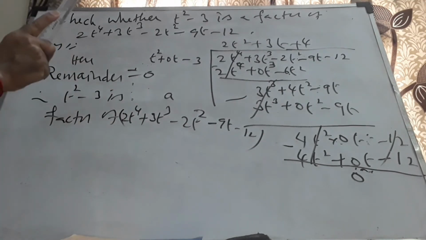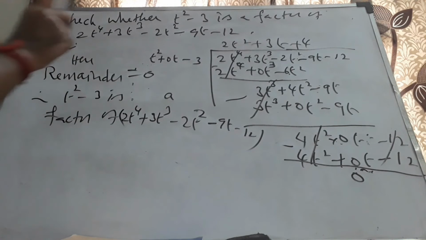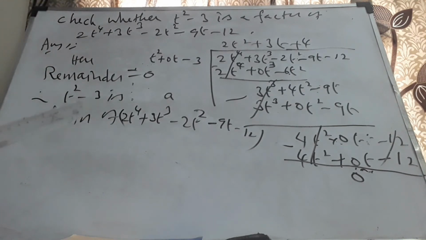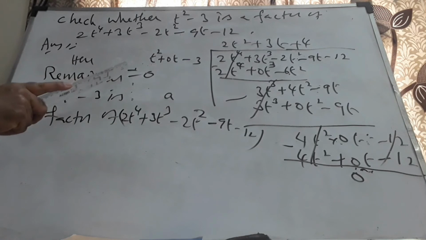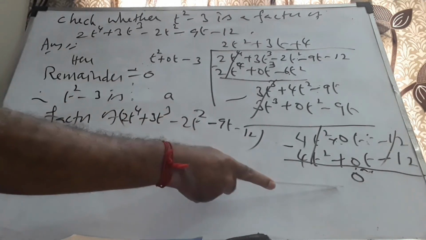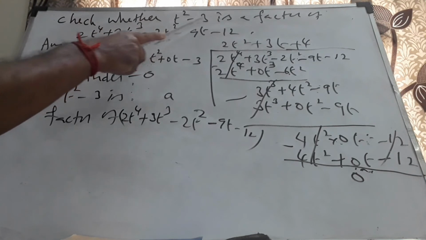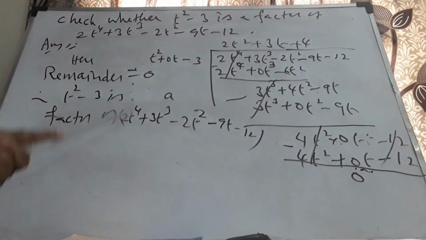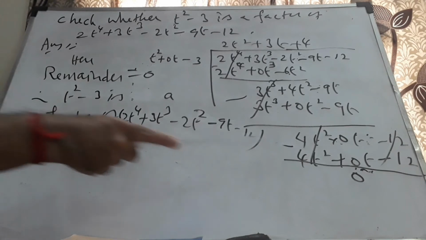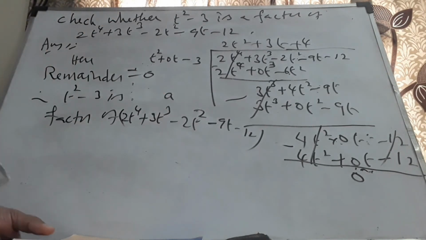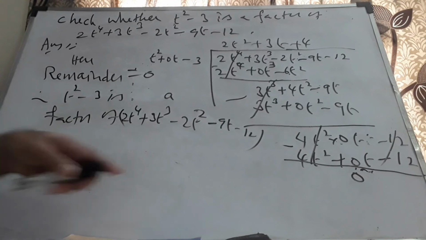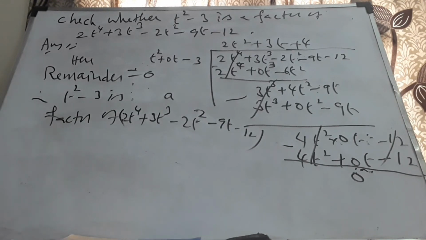Therefore, if you are given a polynomial of greater degree and another polynomial of smaller degree, if you divide the polynomial of greater degree by the polynomial of smaller degree, if the remainder happens to be 0, I'll write the polynomial of smaller degree is a factor of the given polynomial of greater degree. If the remainder is not equal to 0, I'll come to the conclusion it is not a factor. I have taken one example where it becomes a factor, and another example where it does not become a factor. So remember these two cases.